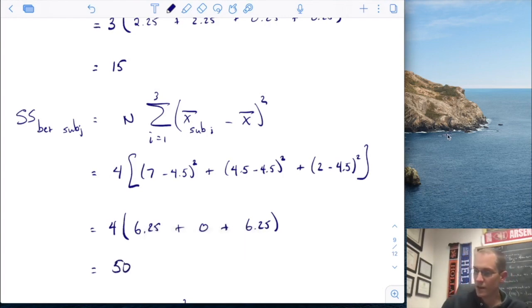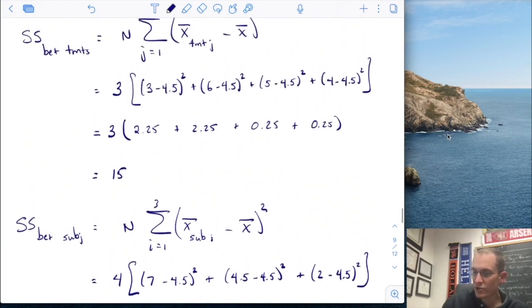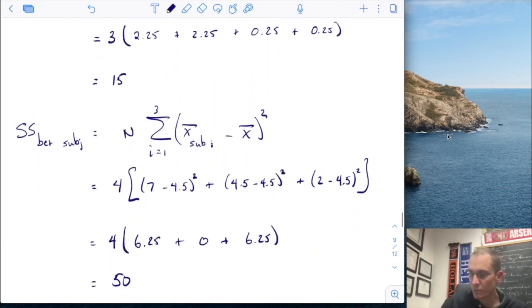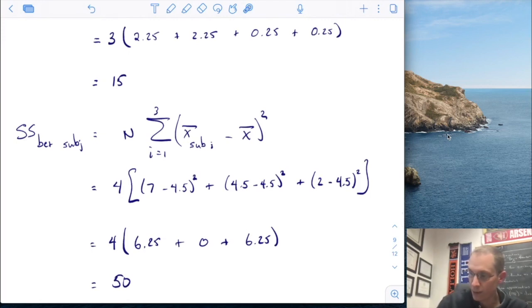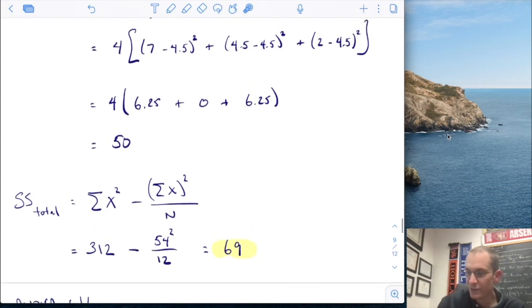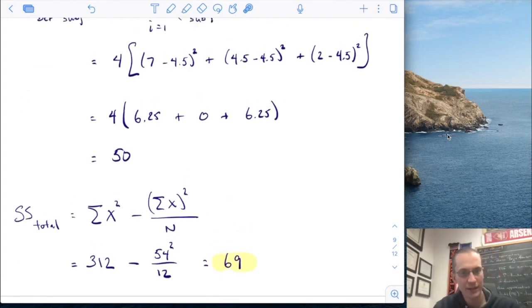All right. So we have our sum of squares between treatments and our sum of squares between subjects. Again, note that the n's are different in these. So you have to think about, for the things you're taking the means of, how many observations gave you those means. And then finally, we find the sum of squares total, just like we would have done last time. I've already gone ahead and done that for us, just to not have any errors on the video, given that I already made an error just a second ago. That turns out to be a total of 69 for the sum of squares total.